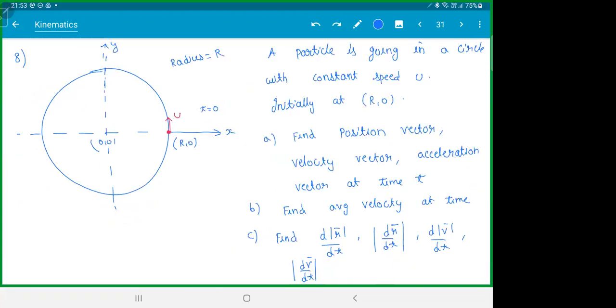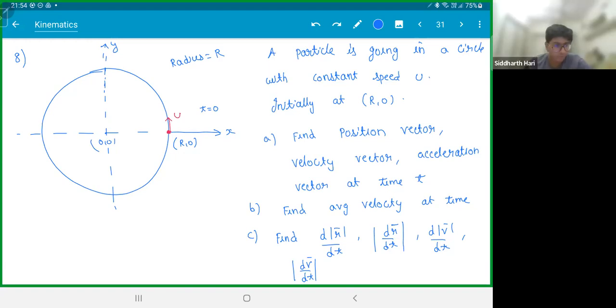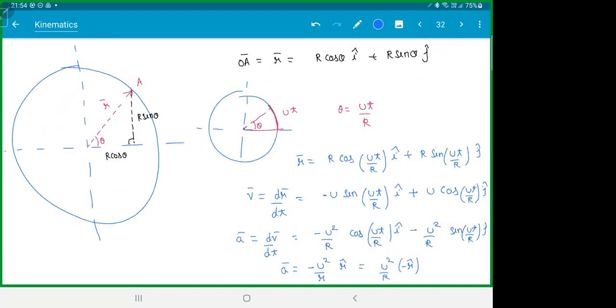What is average velocity? Get the B and C part. Try, you've got 2 minutes. Find average velocity at time t. Find d mod r by dt, mod of dr by dt, d mod v by dt, mod of dv by dt. Acceleration, you just differentiated twice, right? Differentiate velocity again. So for sine of ut by r, cos of ut by r comes out, with the chain rule.